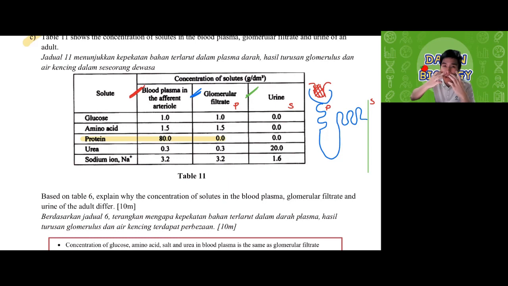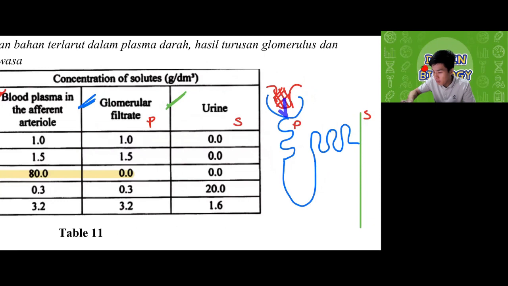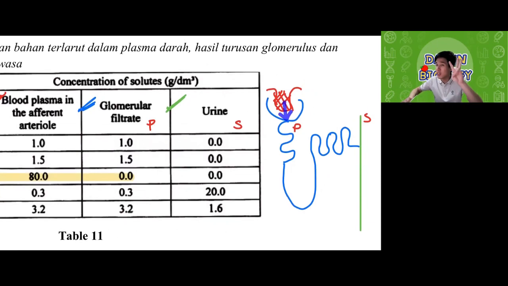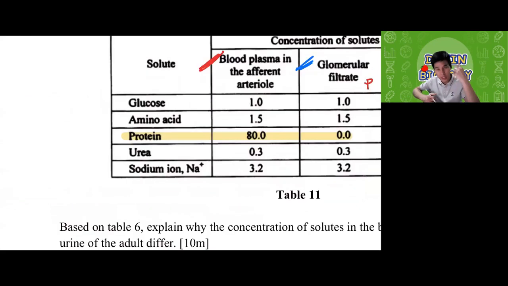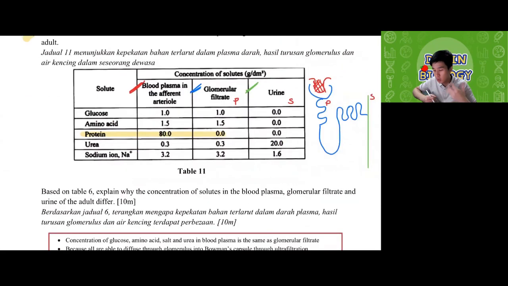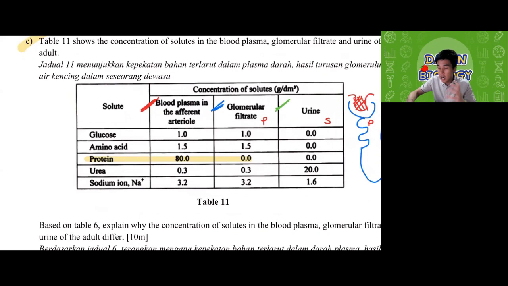Plasma protein forced out of the body? No. They cannot diffuse out. Yes, Shuyen, correct. You remember, it's because of ultrafiltration. During ultrafiltration, when the blood forms the glomerular filtrate, red blood cells, platelets, and plasma protein cannot come out. It's exactly the same as the tissue fluid, right? So what I'm going to explain here is ultrafiltration. All of these can come out, but this one cannot come out because it is too big.